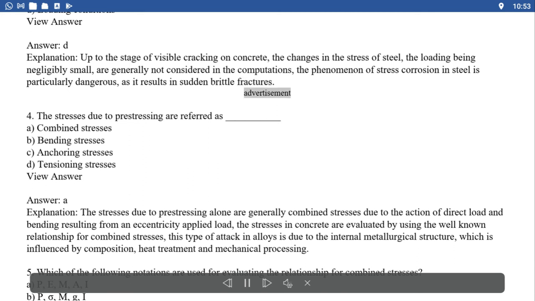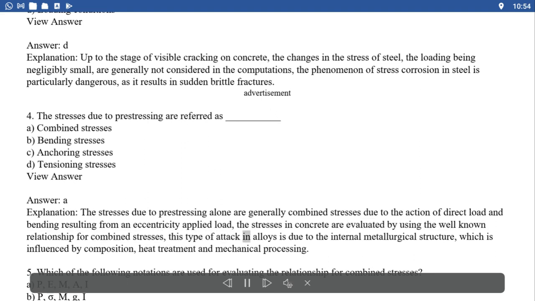4. The stresses due to pre-stressing are referred to as blank. A. Combined stresses. B. Bending stresses. C. Anchoring stresses. D. Tensioning stresses. Your answer. Answer A. Explanation. The stresses due to pre-stressing alone are generally combined stresses due to the action of direct load and bending resulting from an eccentrically applied load. The stresses in concrete are evaluated by using the well-known relationship for combined stresses.